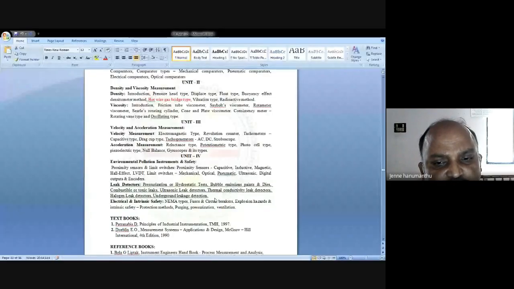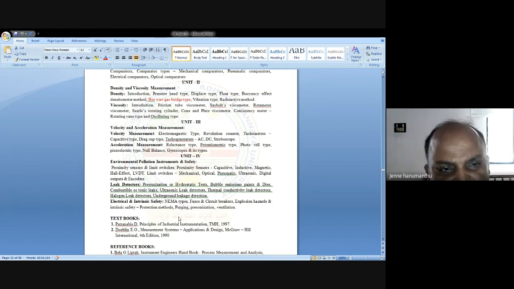So what are the other techniques? We have ultrasonic technique, thermal conductivity, halogen leak, and helium leak detector, same diagram, and underground leak detector. In the next class we will see ultrasonic, thermal conductivity, and underground leak detector. Next we will see all these NEMA types and other circuit breakers. This is a small review of chapter 4.